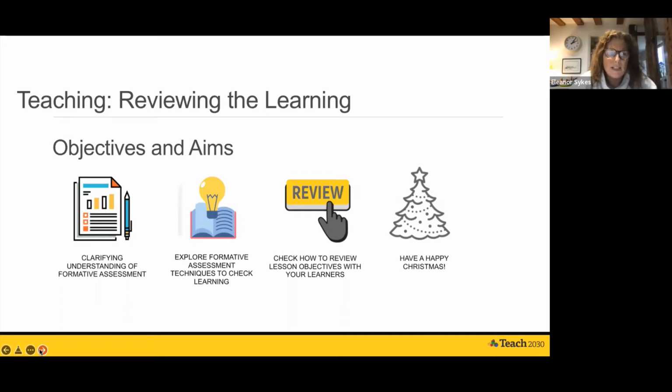So the objectives and aims from our workshop today: to clarify the understanding of what formative assessment means, that term formative assessment, to explore formative assessment techniques that you can use in your classroom to check the learning, to check how to review lesson objectives with your learners, and finally, very important, to wish you all a very happy Christmas.